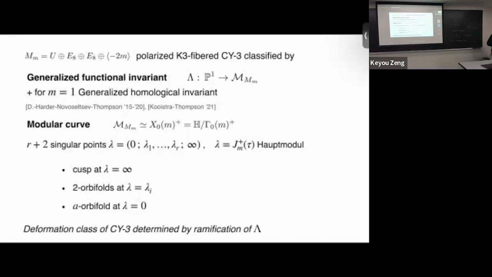You have orbifold points and you have cusps. You always have a cusp at infinity. You always have order 2 orbifold points at these lambda 1 through lambda r, however many there are. And you have what we call an a orbifold point at lambda equals 0. Why? Because we needed a letter that could represent 2, 3, 4, any counting number but 1, and infinity. So it could be a cusp, might not be.